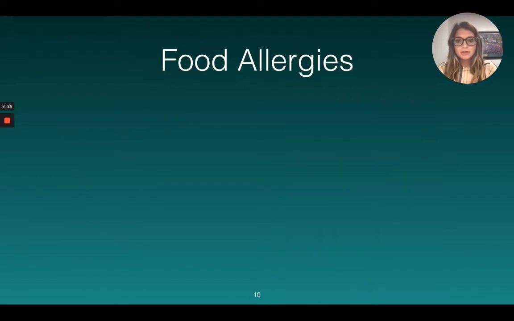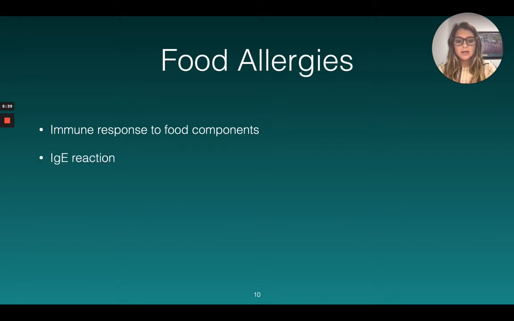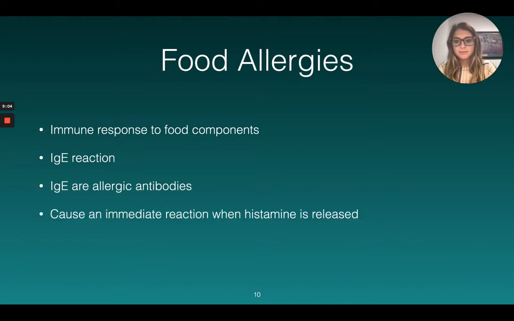So food allergies then. Food allergies or an allergic reaction is the body's response to a food component. It's the immune response caused by a food component, and it causes an IgE reaction. And IgE are just allergic antibodies. So we have antibodies that fight off substances within the body, such as bacteria and viruses, that are known as foreign components to the body. The body doesn't recognize them, and so in people with allergies, the body does not know how to recognize that food component, and so it causes this IgE reaction to happen, and the antibodies are released.